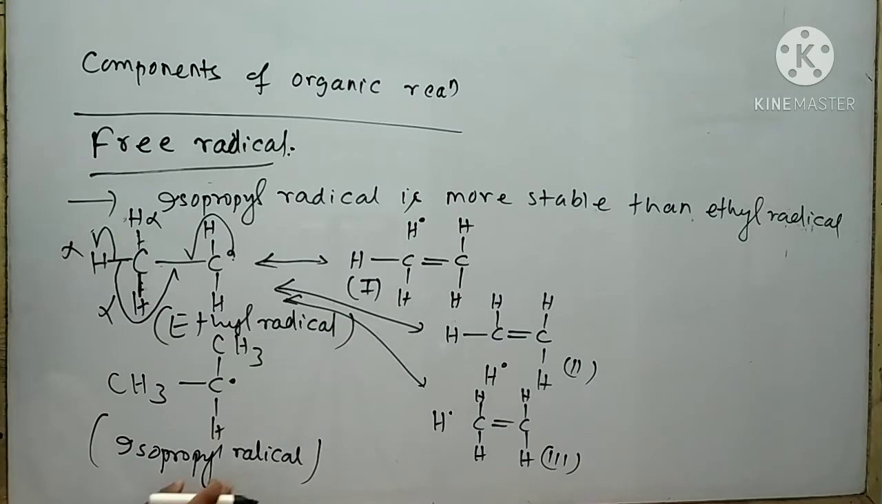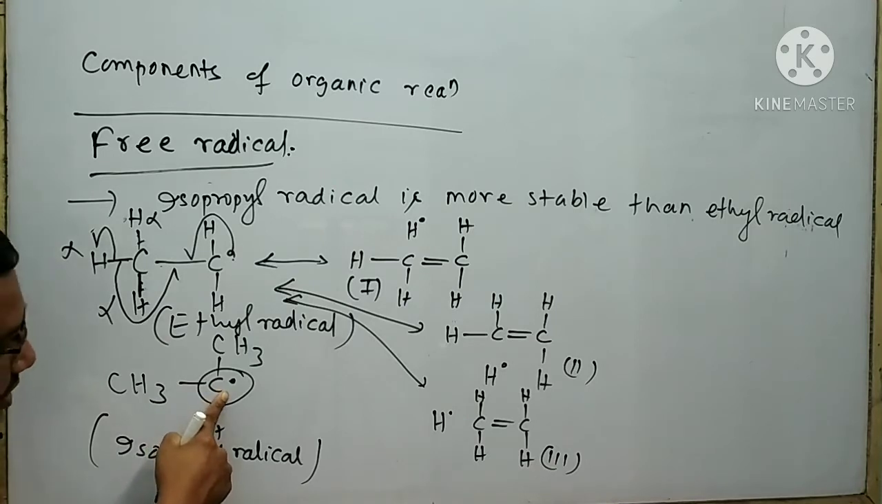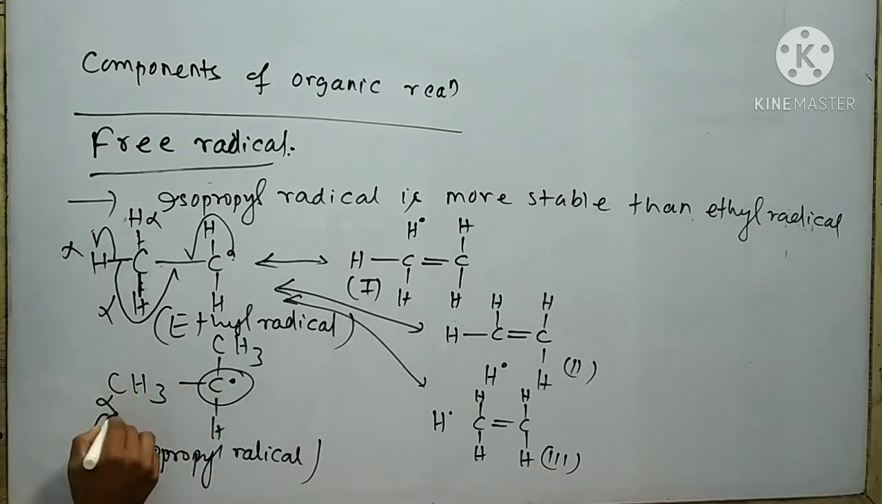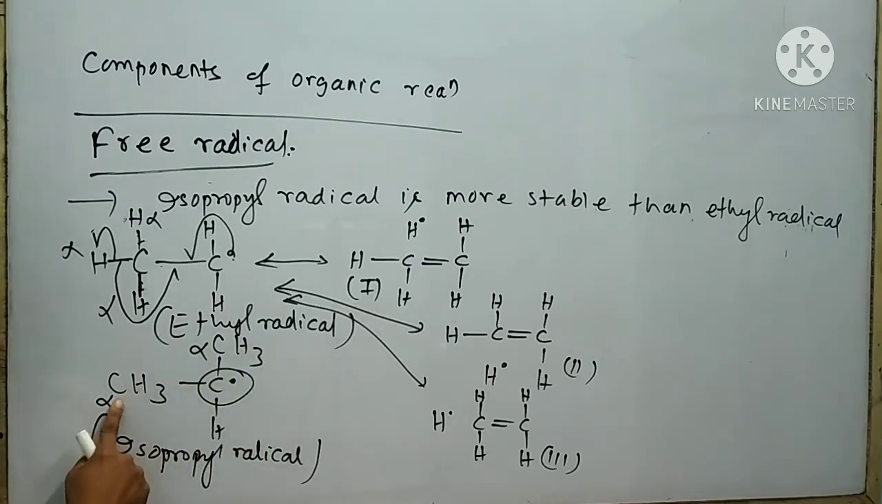If I think about the isopropyl radical, in case of isopropyl radical with respect to this carbon radical, there are 6 alpha hydrogens possible, because with respect to this free radical, this is the alpha carbon, this is also an alpha carbon. This alpha carbon carries 3 alpha hydrogens, and this one also carries 3 alpha hydrogens. Totally there are 6 alpha hydrogens possible in isopropyl radical.